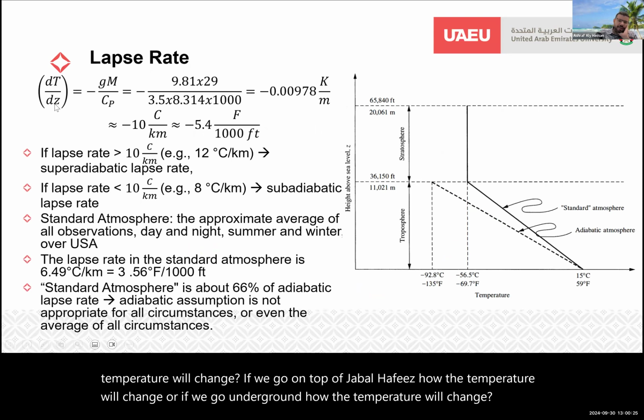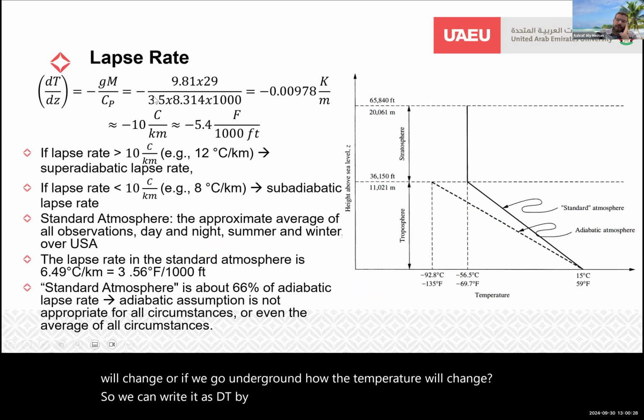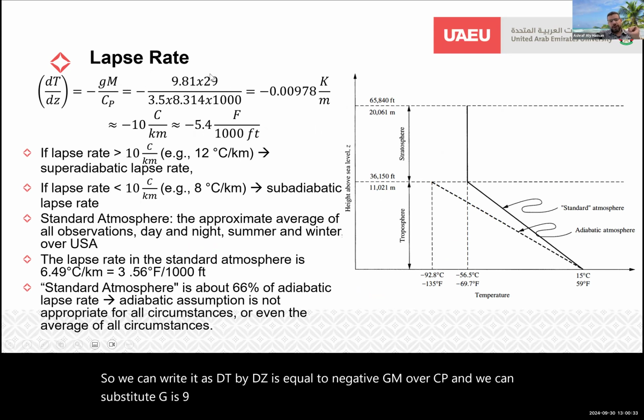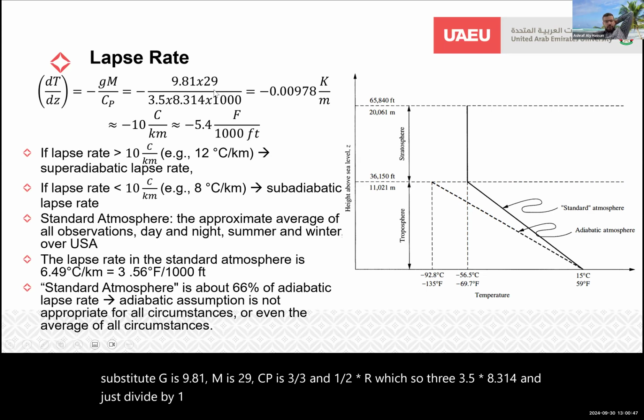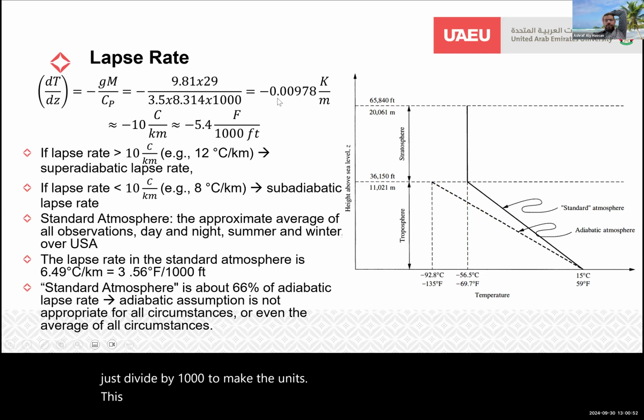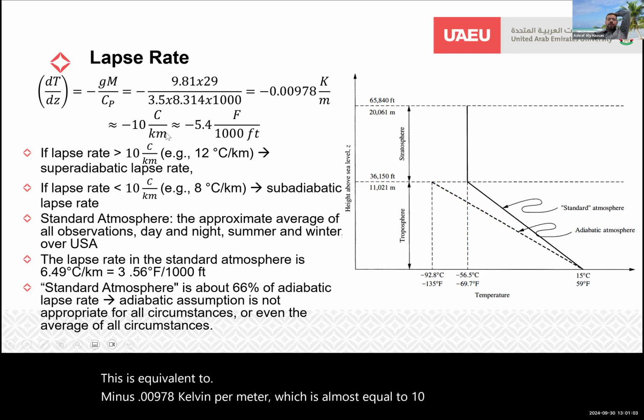So we can write it as dT by dz is equal to negative G M over Cp, and we can substitute. G is 9.81, M is 29, Cp is 3.5 times R, so 3.5 times 8.314, and just divide by 1,000 to make the units consistent. This is equivalent to -0.00978 Kelvin per meter, which is almost equal to 10 degrees Celsius for every kilometer.